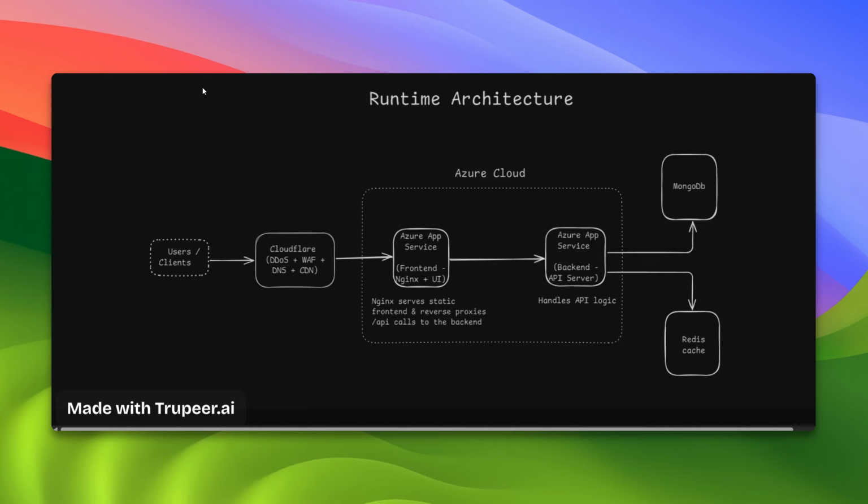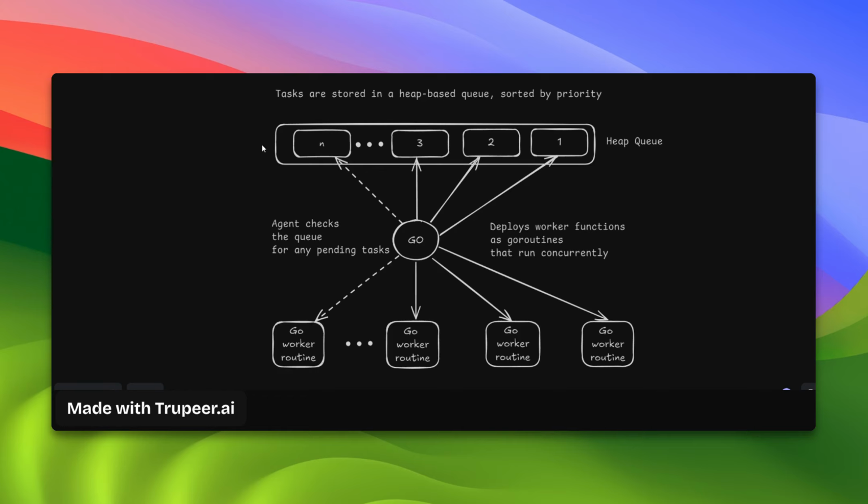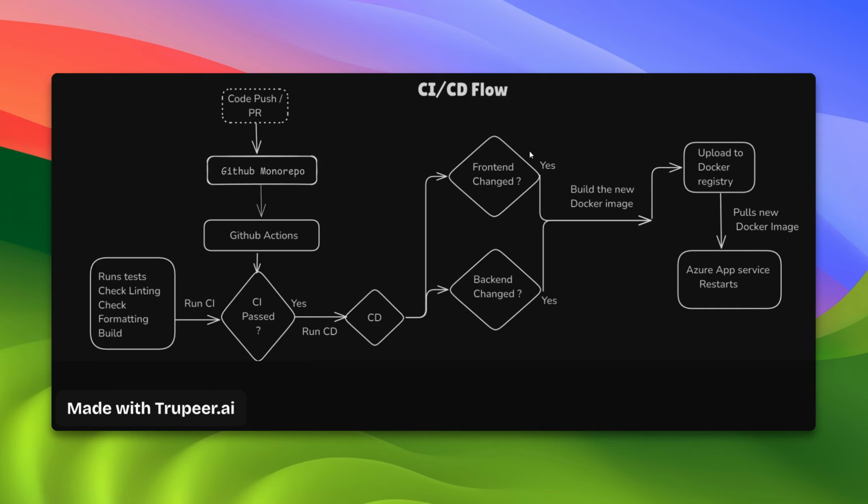Additionally, all inputs are sanitized, CSRF tokens are implemented, XSS protection is in place, and rate limiting is custom-built based on IP addresses. Let's delve into the scheduling component where all blogs are stored in a heap-based queue, sorted by priority. An agent checks this queue for any pending blogs and deploys worker functions as coroutines to run concurrently, ensuring both scalability and efficiency.